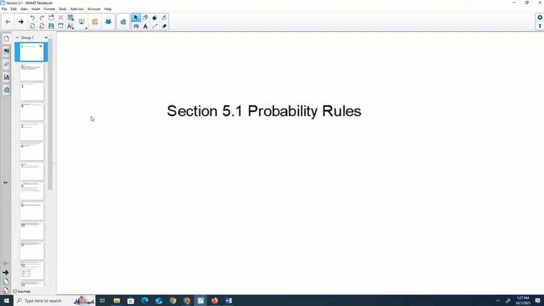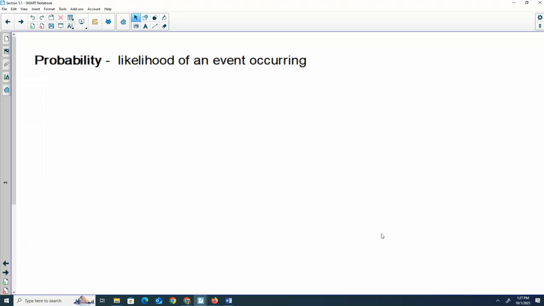So probability is just the likelihood of an event occurring. How likely is this? What kinds of numbers should you get? Percentages. Usually it's written as either a percent or a decimal. So in decimal, it should be between 0 and 1, or 0 and 100%.